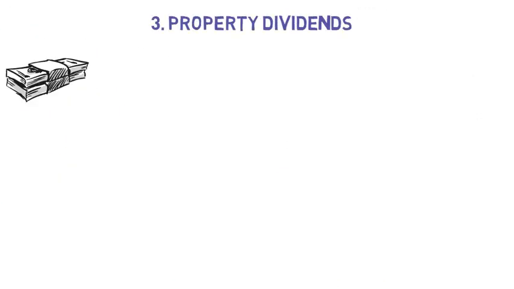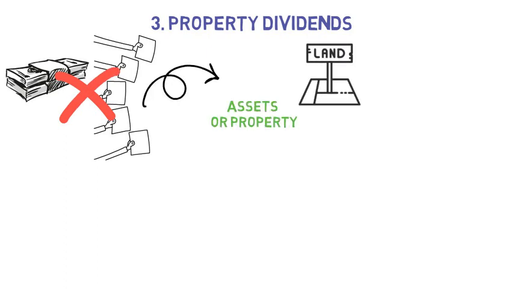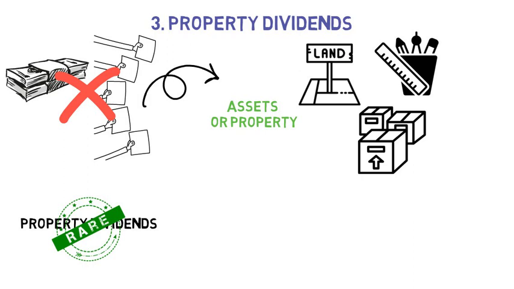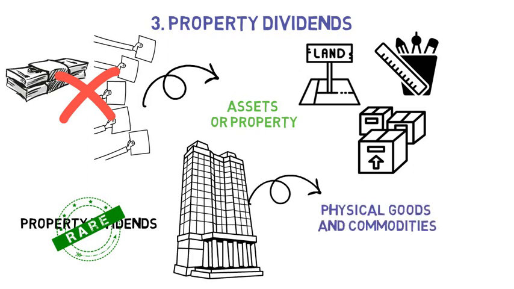Number 3. Property dividends. Instead of cash or stock, dividends can be paid out as assets or property. This may include land, equipment, inventory, or other tangible assets. Property dividends are rare today, but were more common in the past when companies dealt in physical goods and commodities.